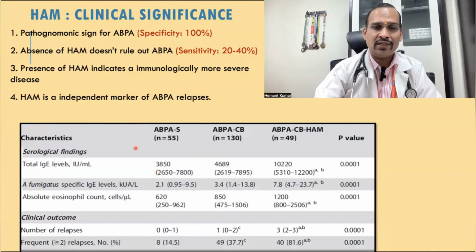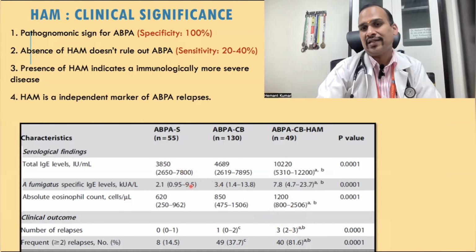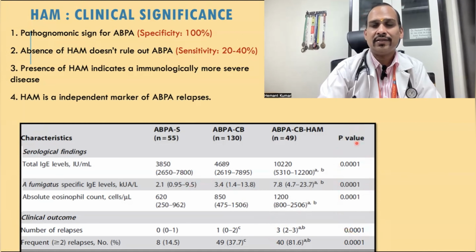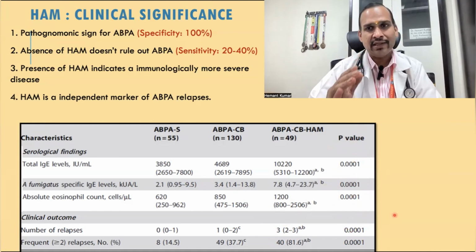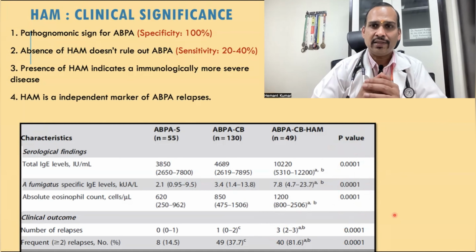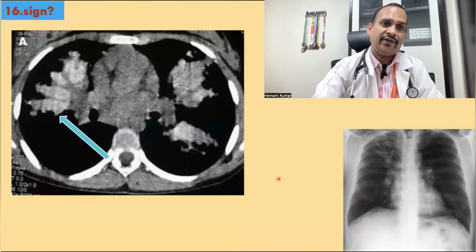So in this study, you can see there is ABPA serology, ABPA with central bronchiectasis and with Hem sign. So those patients who are having Hem sign, they are having more IgE level, more specific IgE level, more eosinophil level, and number of relapses are more than other categories, and all are significant statistically. So if patient is having Hem sign, that patient is having more exacerbation problem, along with high immunogenicity.